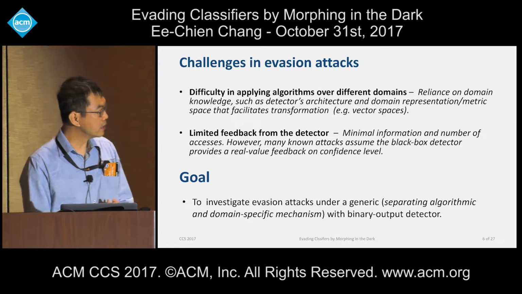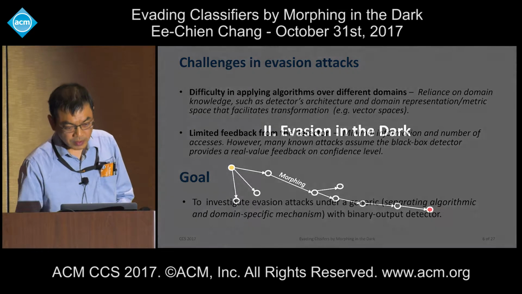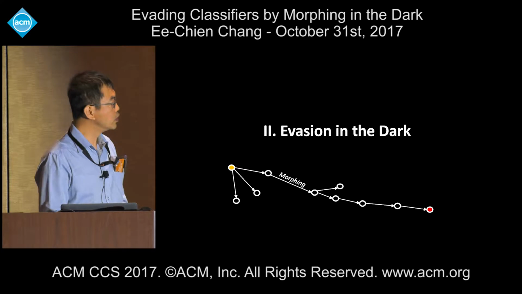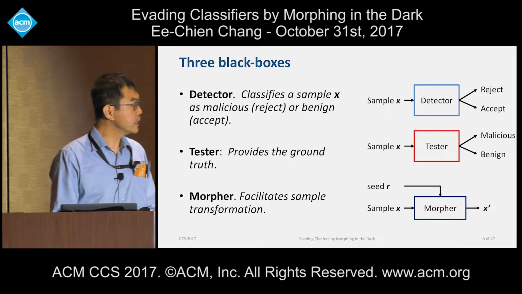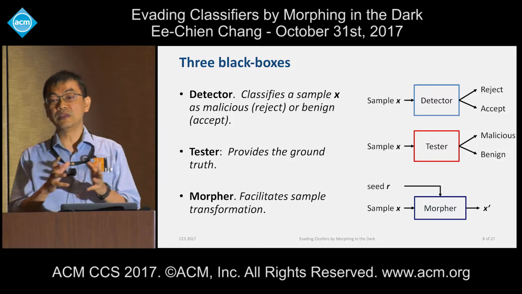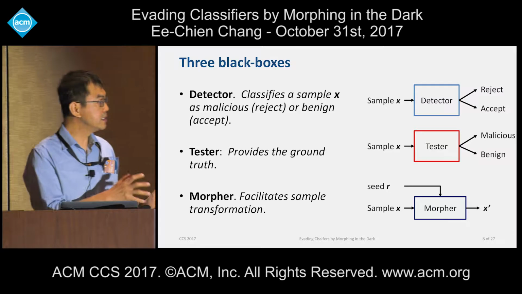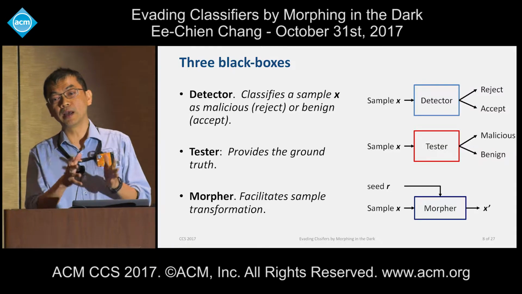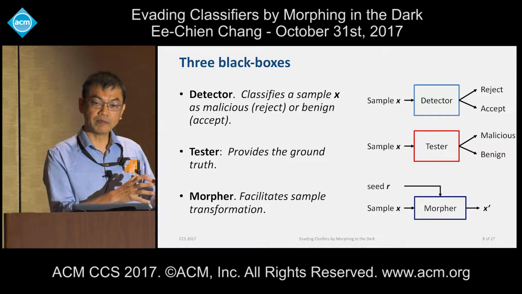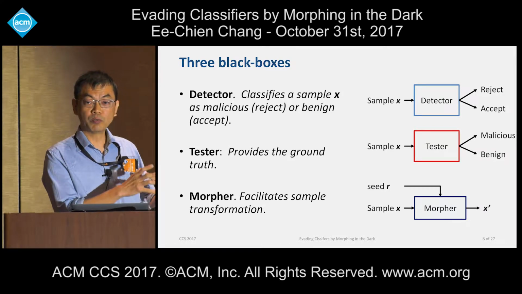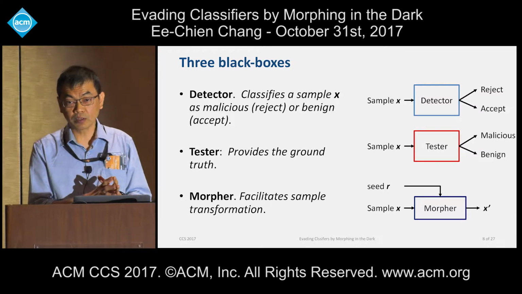So we propose a model of evasion in the dark. In our model, we assume the attacker has access to three black boxes. The first one is the detector that he wants to evade. In our malicious email example, this detector is the malware detector. We also assume that the attacker has access to a tester which provides the ground truth of whether a sample is malicious or not.